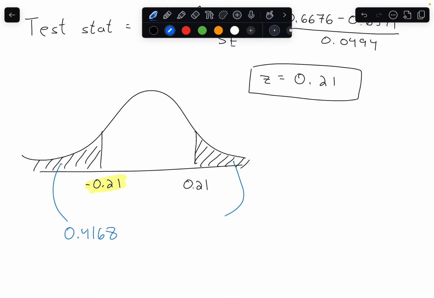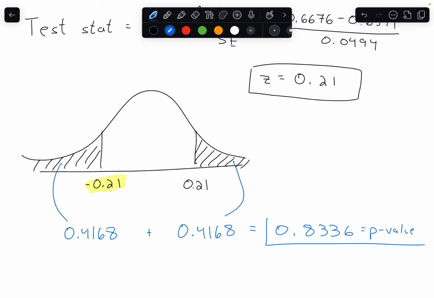So let's hop back over and say, okay, this area is 0.4168, but I know because of symmetry that this area right here is also 0.4168. I'm going to go ahead and add those two together, or you could also just multiply it by 2. And I end up with a p-value of 0.8336. This is our p-value.